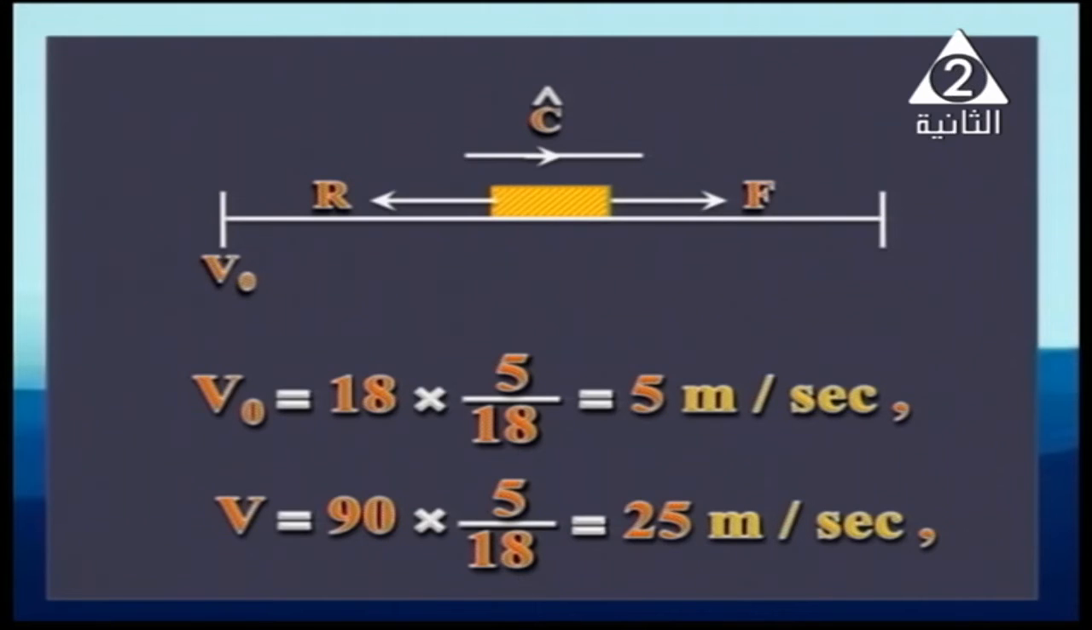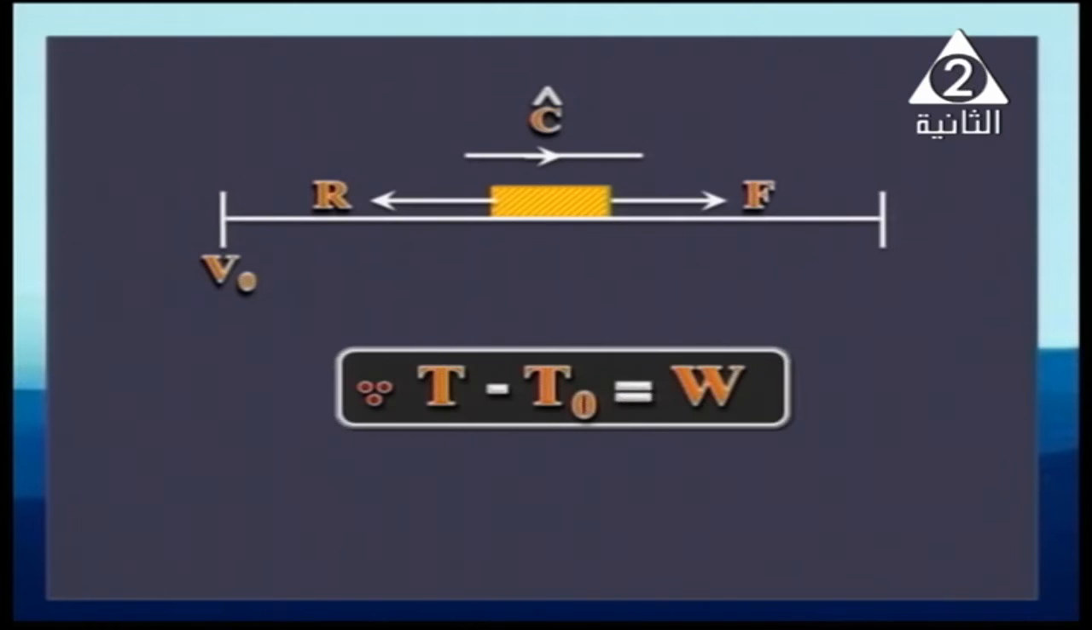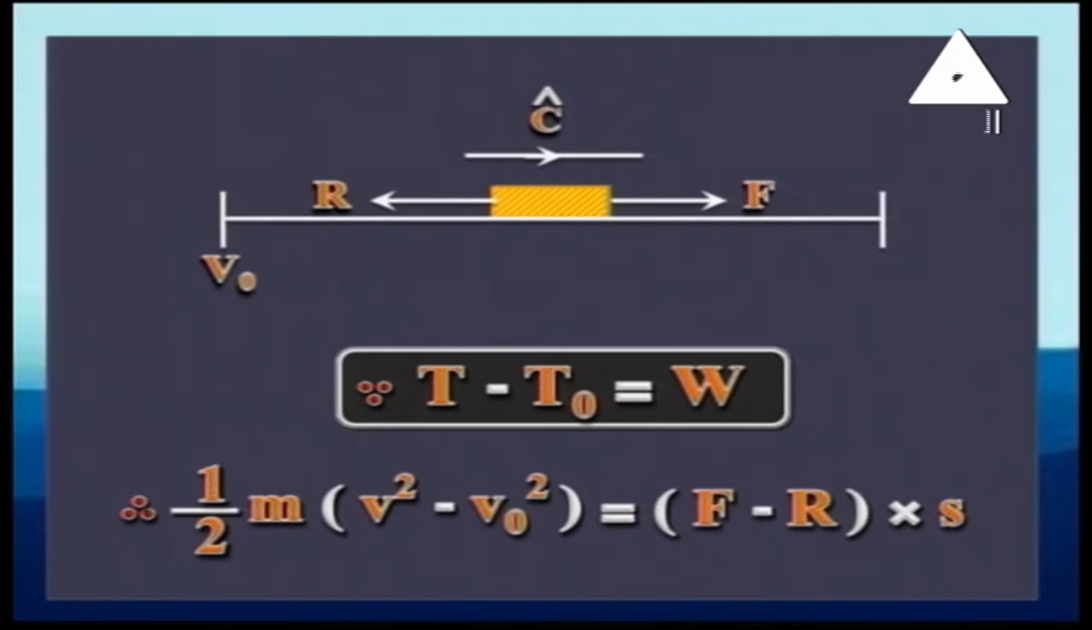We know that T minus T naught equals the work done. Look at, my dear student, T minus T naught equals W. Then, half M multiplied by V squared minus V naught squared equals the work done. What is the work done in this case? We have the force is F minus R, where F is the force, R is the resistance, and S is the distance.